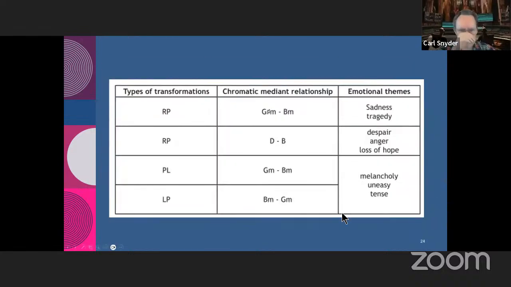Types of transformations may have some emotional contexts. So I've tabled those for you too, for each of the major types of transformations and what they might generate in the emotional sphere, which is where it's all at, right?